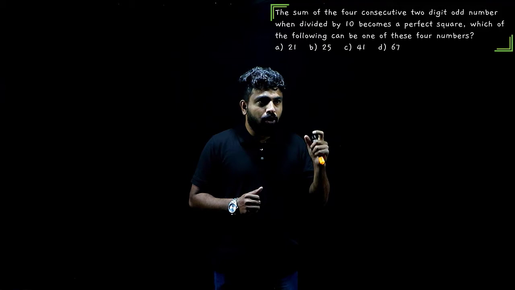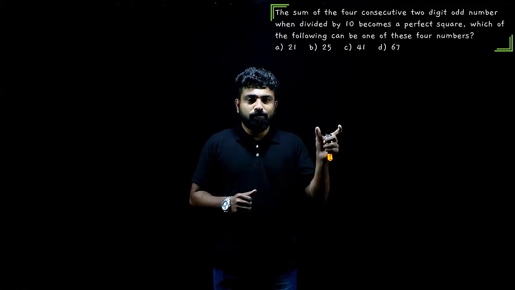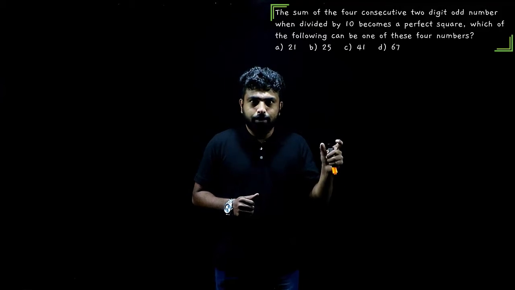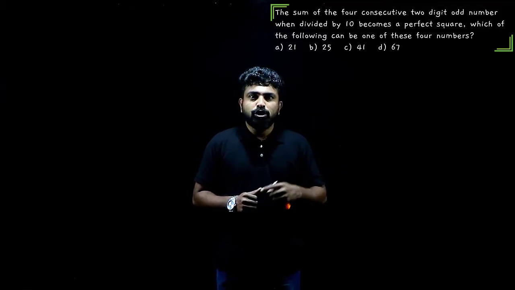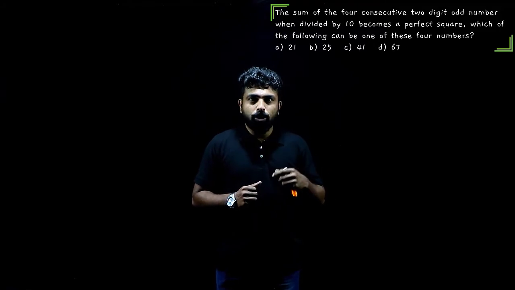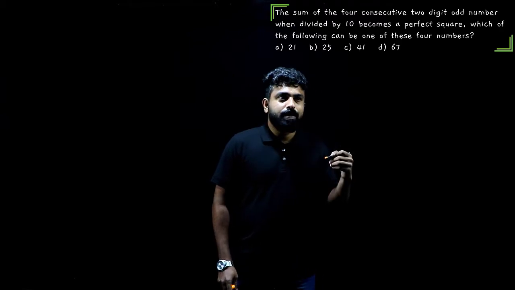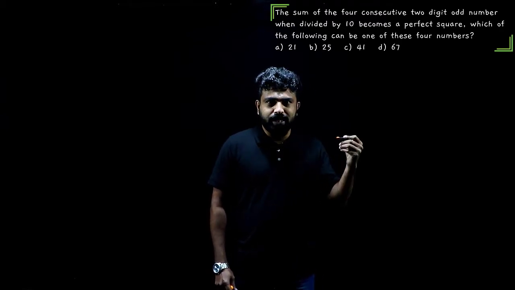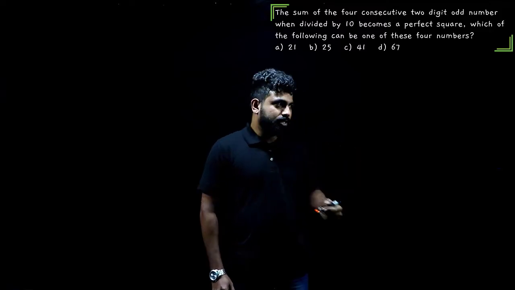So, which of the following can be one of the 4 numbers? They are asking out of the 4 options, which one of them can be one of the 4 2-digit odd integers. When you read the question, it might seem complex. But let us start taking down the question. So, what have they told? They have asked for the sum of 4 consecutive odd integers. Let me first write down the 4 consecutive odd integers.